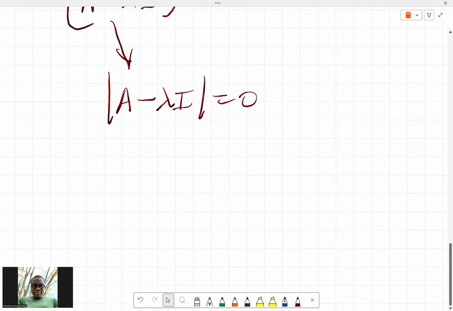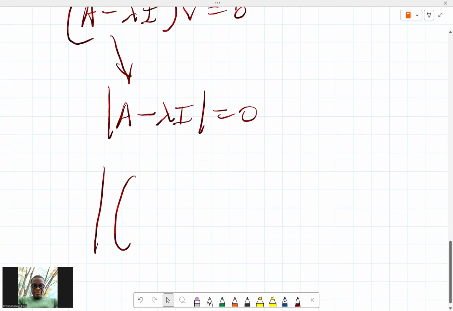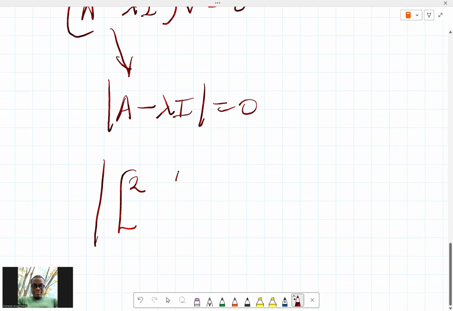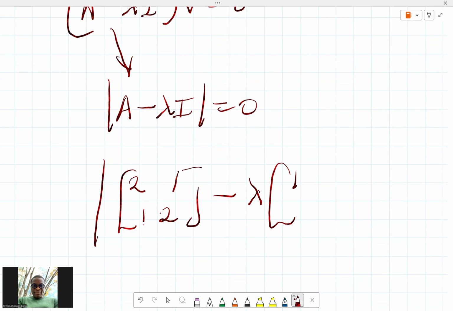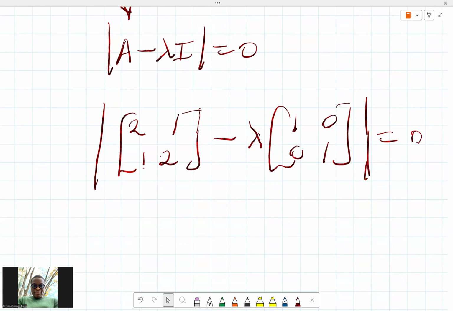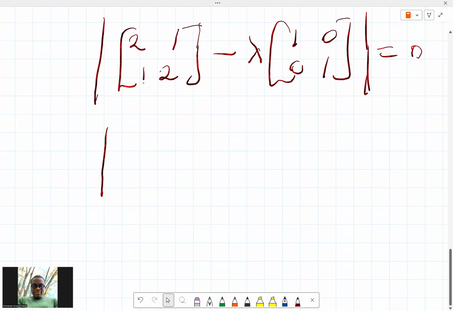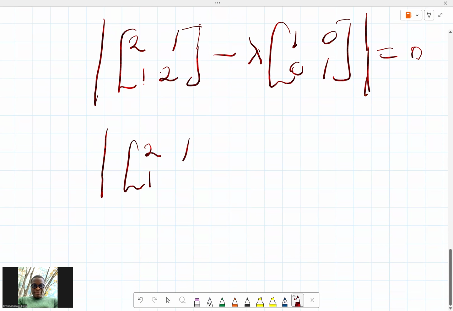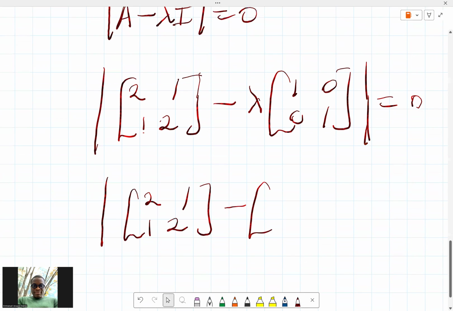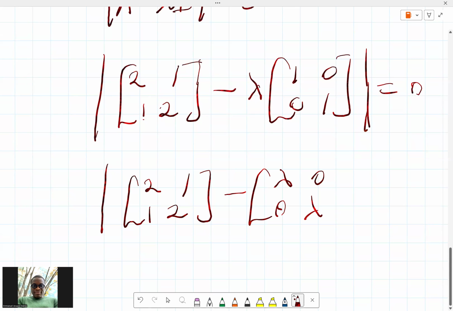So that simply means we have the determinant of the matrix 2, 1, 1, 2 minus lambda times I, the unit matrix. Since we are dealing with a 2 by 2 matrix, we have 1, 0, 0, 1. So the principal diagonal has elements 1 all through, and this is equal to 0. So that means we have the determinant of 2, 1, 1, 2 minus lambda, 0, 0, lambda, which is 0.